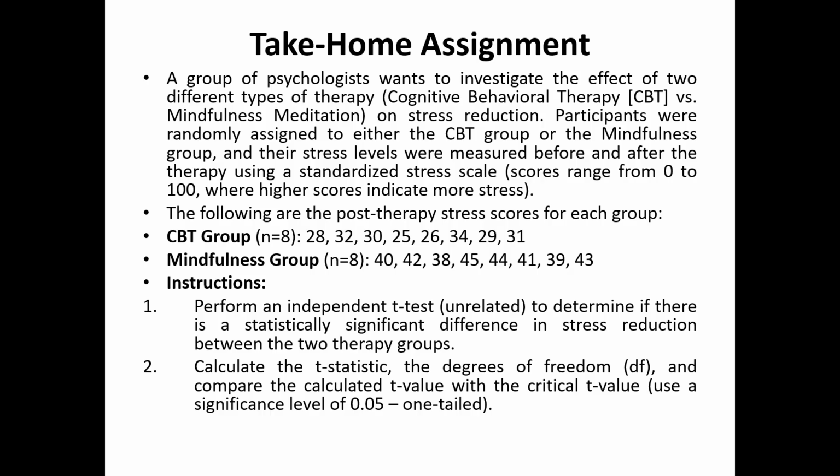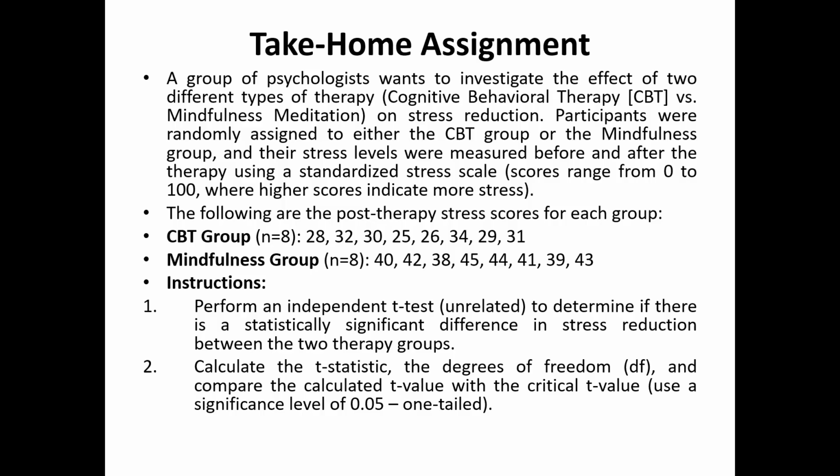The participants were randomly assigned to either the CBT group or the mindfulness group, and their stress levels were measured before and after the therapy using a standardized stress scale. The stress scale scores range from 0 to 100, where higher scores indicate more stress. The following are the post-therapy stress scores. In this case, we didn't get the before scores, but these are the post-therapy stress scores. They are independent, so we can use an independent t-test to analyze it.